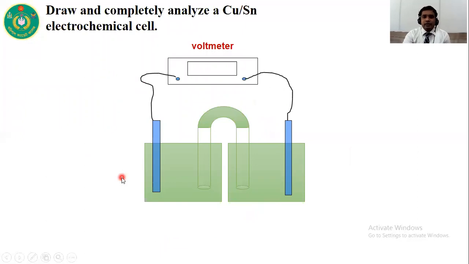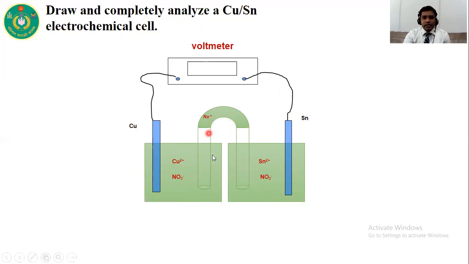Now here is an example for your practice. Draw and completely analyze a copper-stannum electrochemical cell. Here you can see a voltmeter. This is the copper electrode. This is the stannum, or stannous, electrode. This is the Cu2+ electrolyte, and this is the Sn2+ NO3- electrolyte.